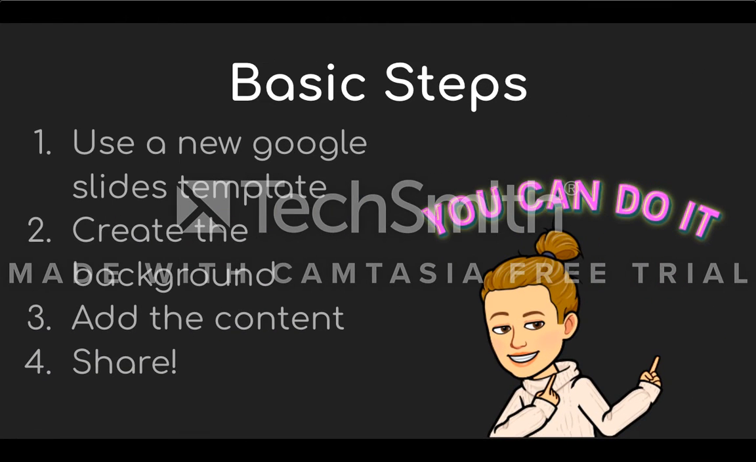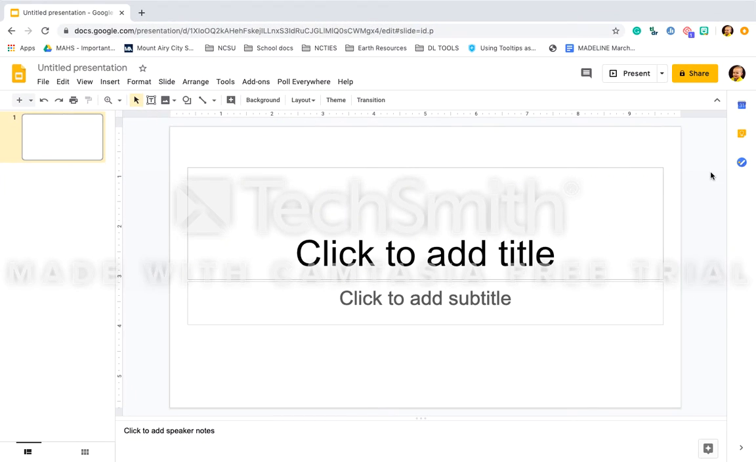Now that we understand some of the tools to use when making a virtual classroom, let's talk about how to actually set up your classroom. There are a few basic steps. You start with a new Google Slides template, you create the background, you add the content, and you share. So let's start by creating the actual classroom background. When you're ready to make your classroom, you're going to open a new Google Slides presentation.